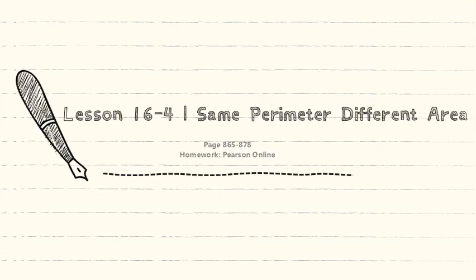So today's session is about lesson 16.4, same perimeter, different area, and we are going to cover page number 865 to 878. Your homework is assigned on Pearson online, so just log into your Pearson account to do your homework.